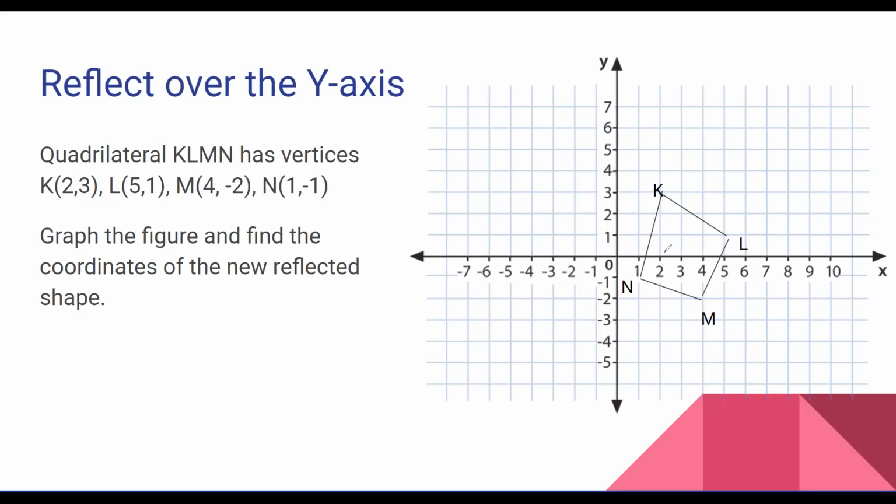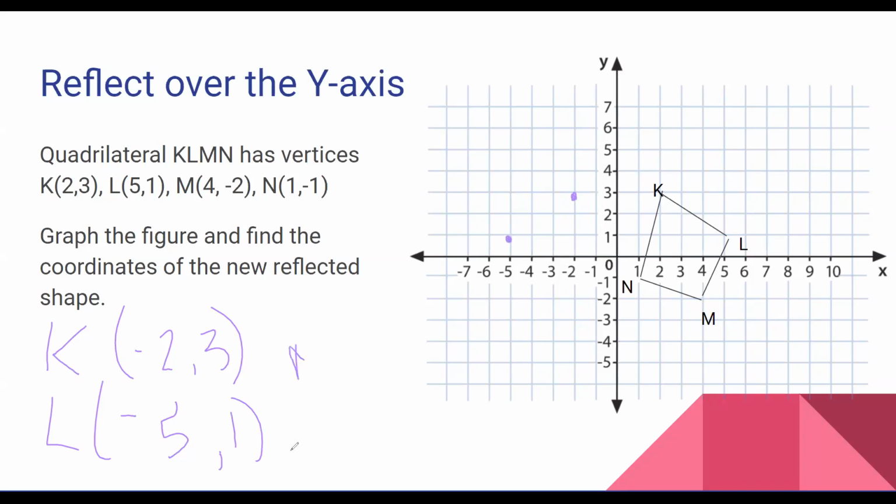So if I look at K, I went over 2 and then up 3. So I'm still going over 2, but I'm going over -2 now. And then I'm still going up 3. So my K now is -2, 3. My L, I went over 5 and then up 1. So I'm now going to go left 5. So my L is now -5, and I'm still going to go up 1. So over 5, up 1.